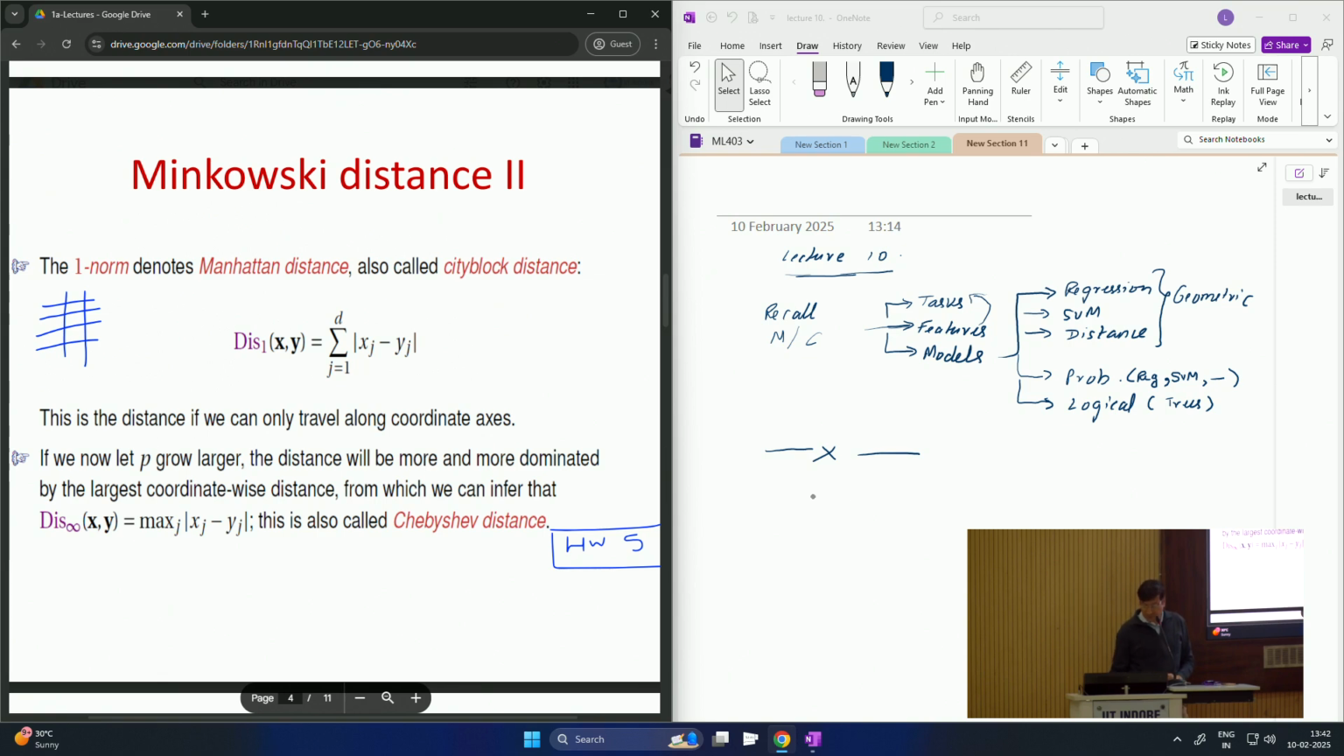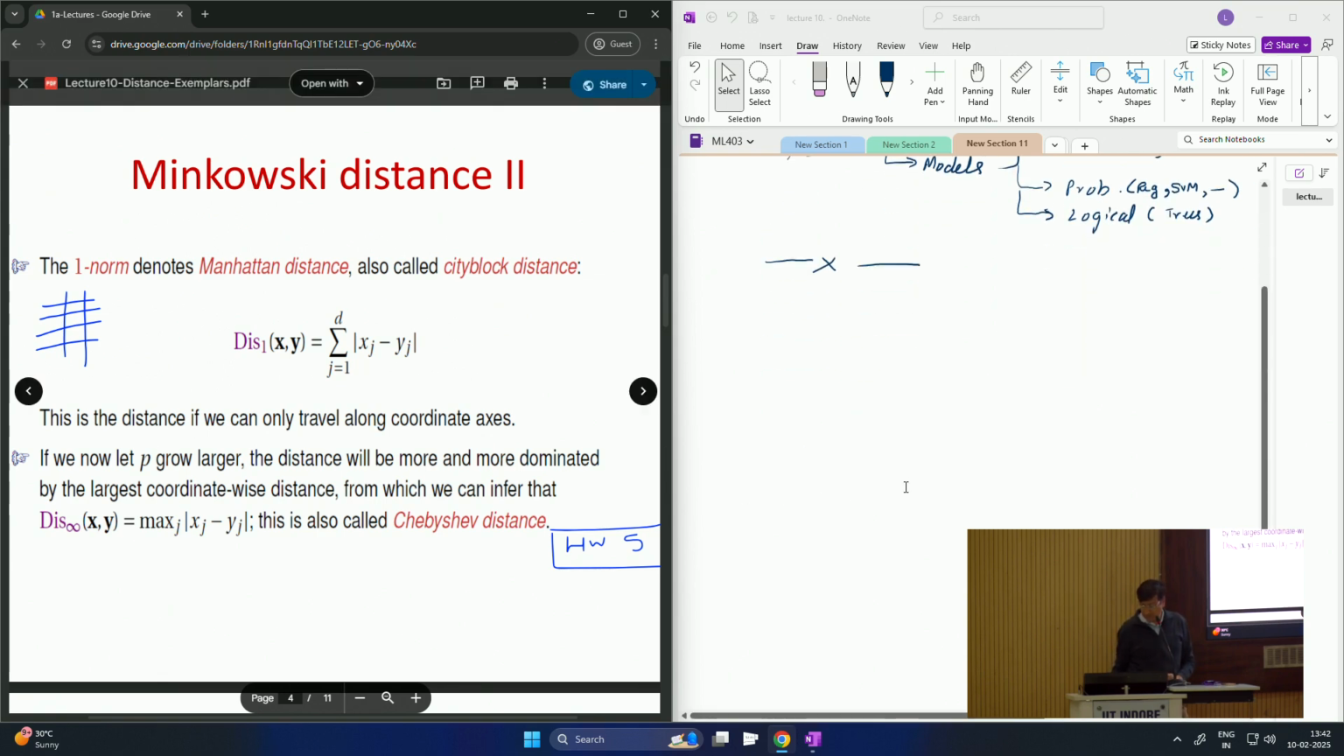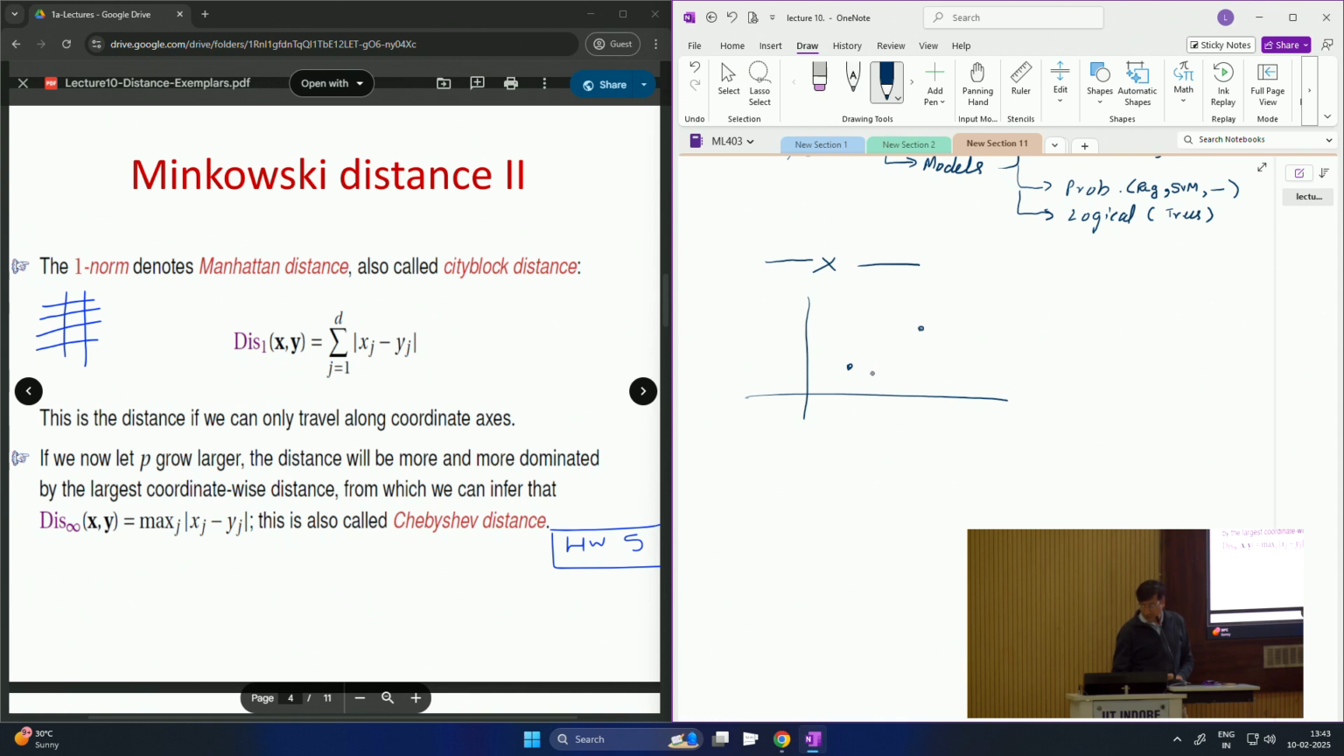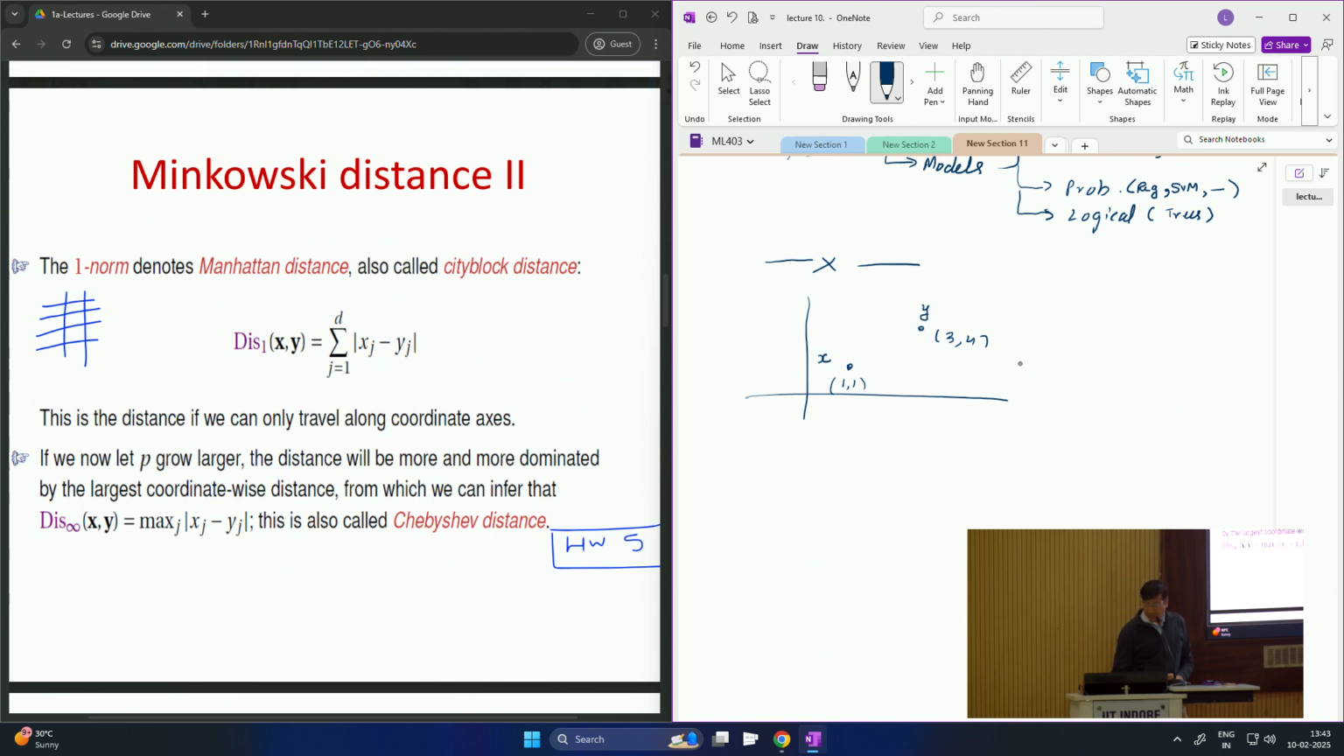Why is it called the Manhattan distance? Suppose you are somewhere on the grid, and this is your first point and this is your second point, in 2-dimensional space. Say this is (1, 1) and this is (3, 4). This is vector x, and this is vector y. This distance metric takes the component-wise difference and then adds it up. So it will do |3 minus 1| plus |4 minus 1|. That is 2 plus 3, which equals 5.